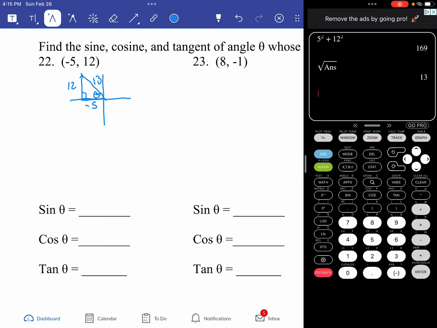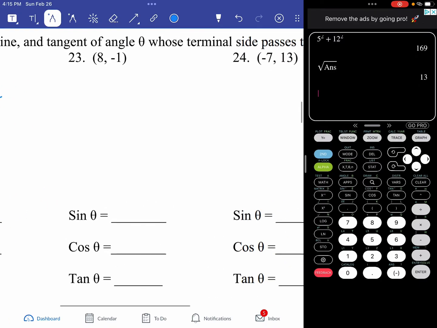So the sine is the opposite over the hypotenuse. Opposite is 12 over 13. The cosine is the adjacent over the hypotenuse, which is negative 5 over 13. The tangent is opposite over adjacent, which is negative 12 over 5. And that's it.